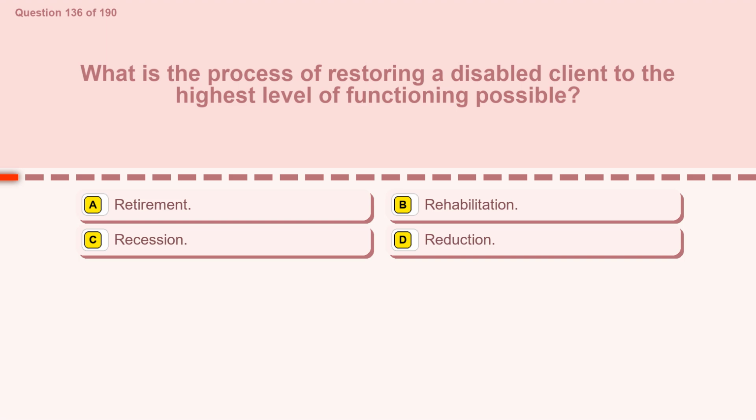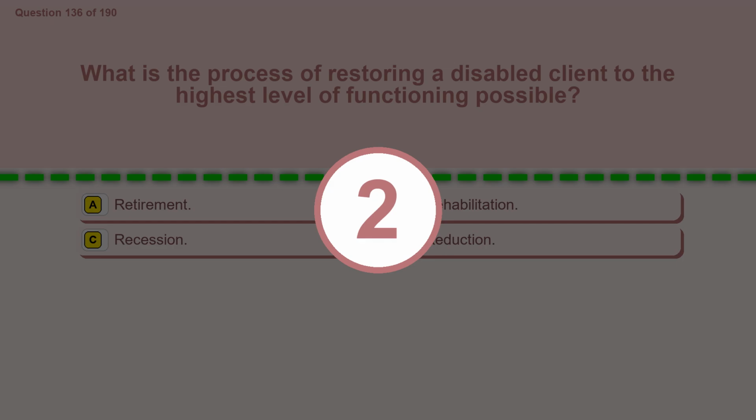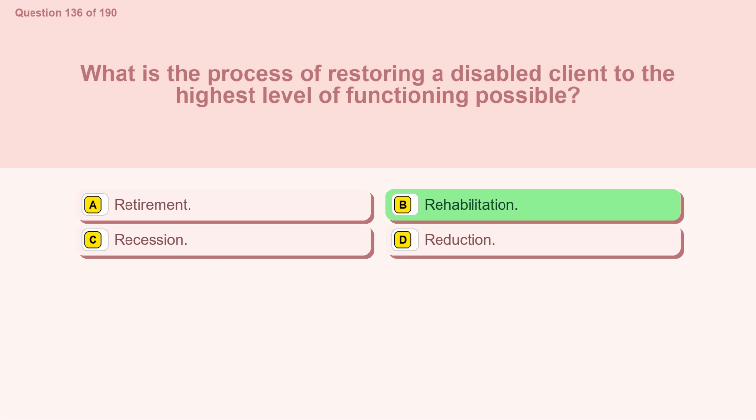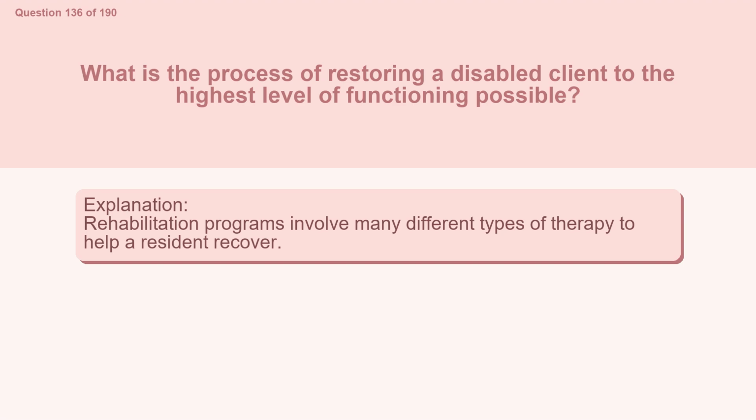Question 136. What is the process of restoring a disabled client to the highest level of functioning possible? Option A, retirement. Option B, rehabilitation. Option C, recession. Option D, reduction. The correct answer is option B, rehabilitation. Rehabilitation programs involve many different types of therapy to help a resident recover.